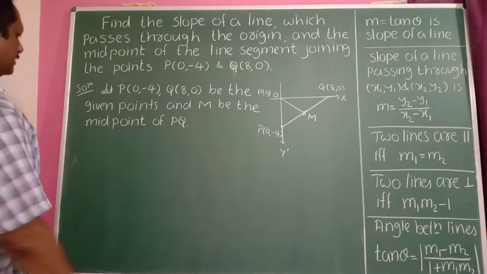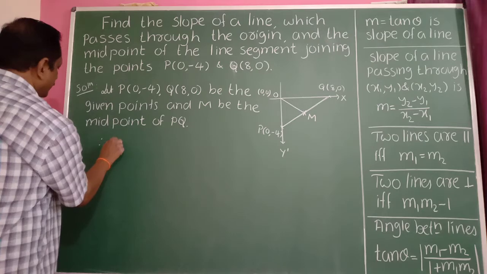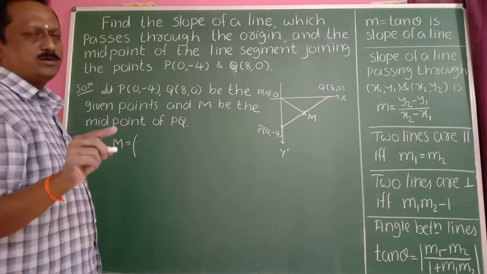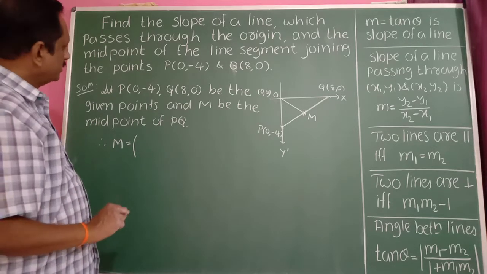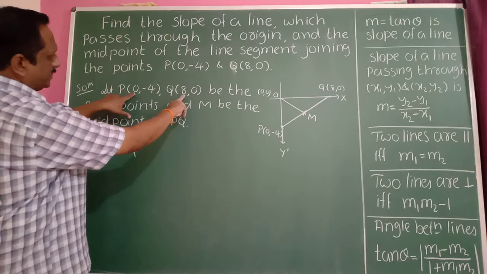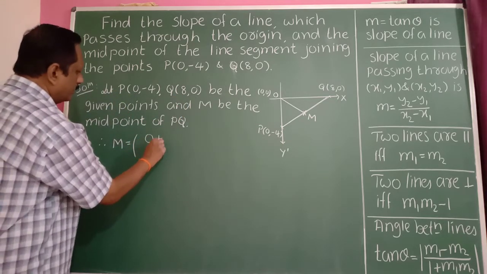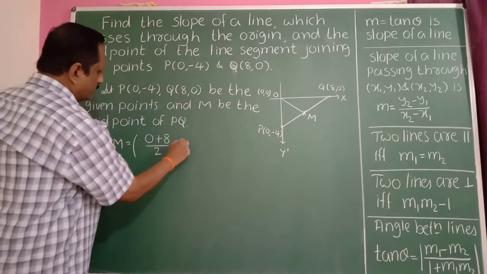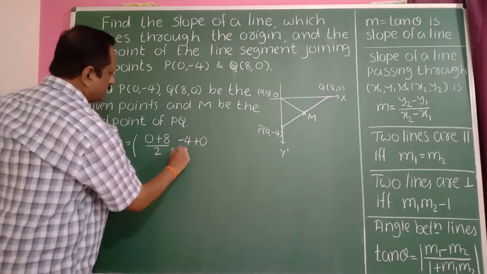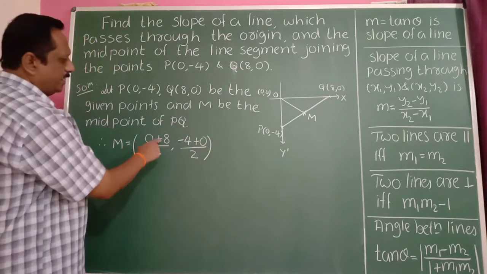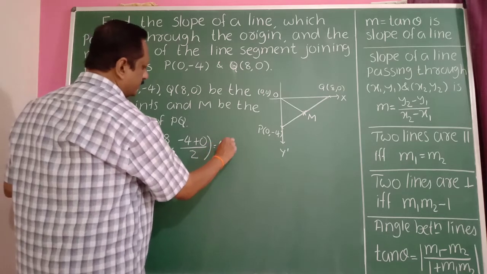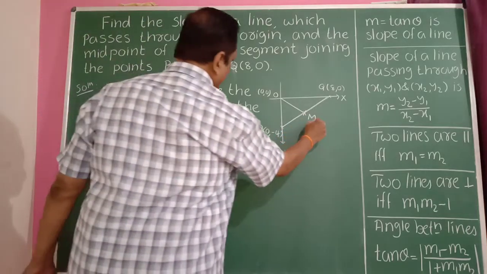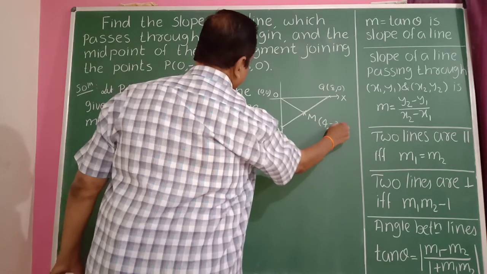Okay. Therefore, use our midpoint formula. Therefore, M is equal to x1 plus x2 divided by 2, comma y1 plus y2 divided by 2. So take these 2 points here. 0 plus 8 divided by 2, minus 4 plus 0 divided by 2. 8 upon 2 becomes 4. Minus 4 upon 2 gives minus of 2. So coordinates of M is 4 comma minus 2.